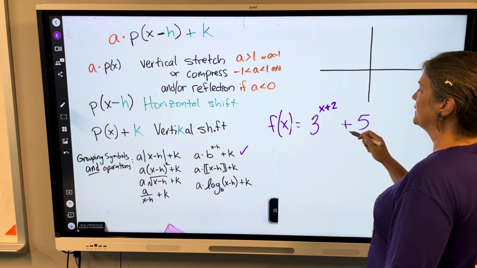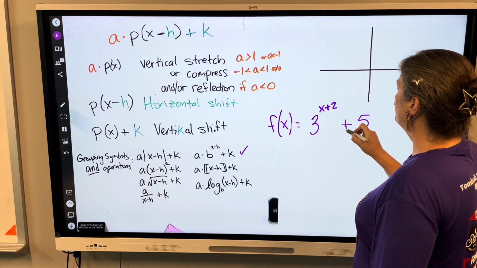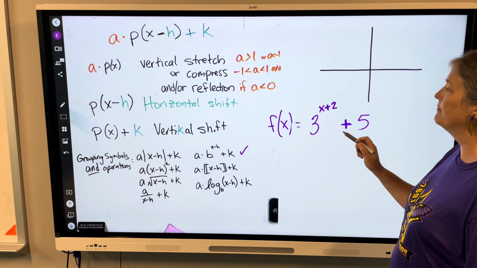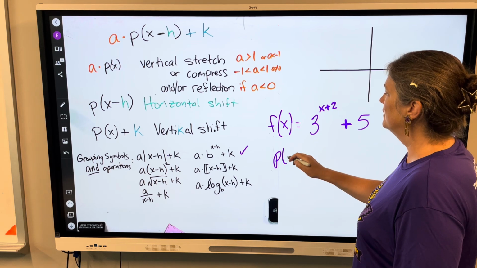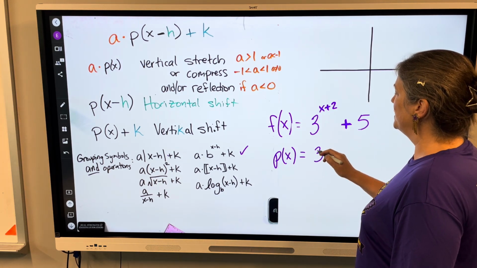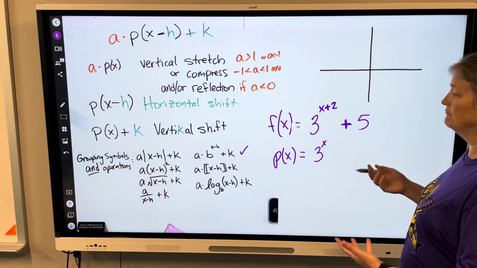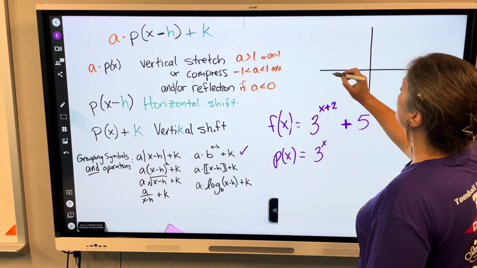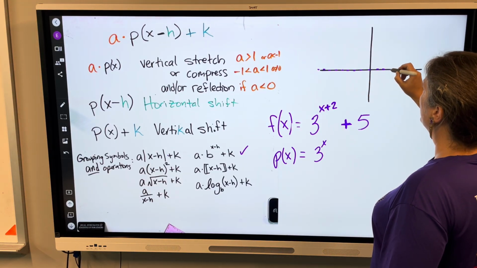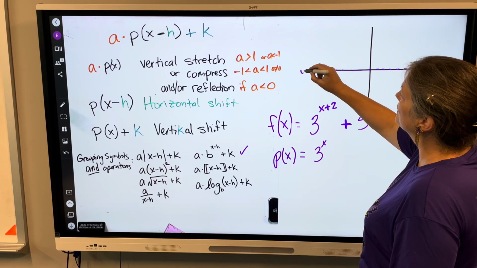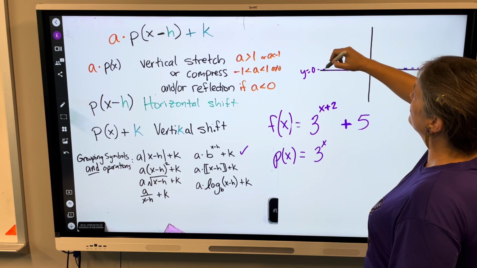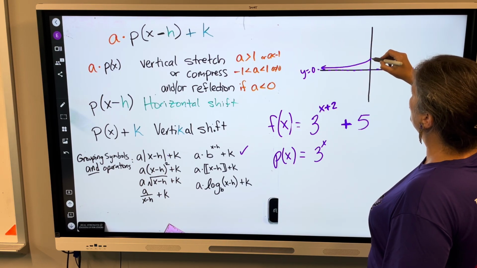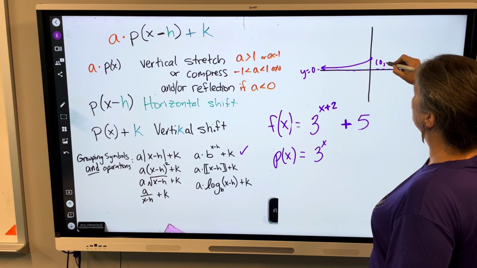So this particular function has 2 transformations. They're both related to adding, though. Nothing is being multiplied by my parent function. The parent here, by the way, is 3 to the x, which is a function that is exponential. The base is 3. We know that our exponential function has asymptotic behavior to the left at y equals 0. It approaches 0 from in this direction, and then crosses here at a key point 0, 1.